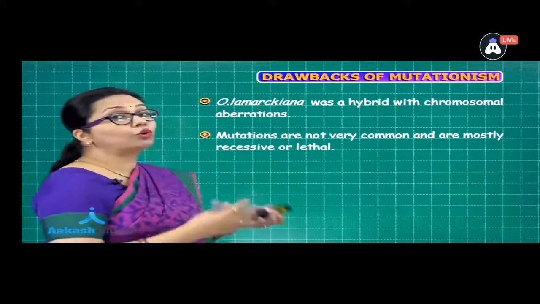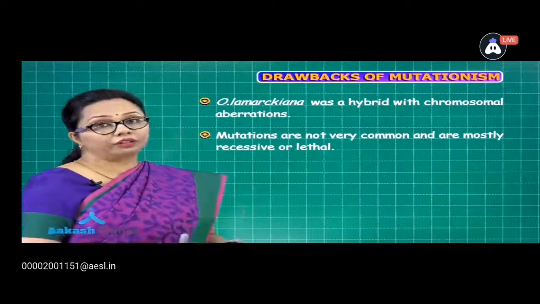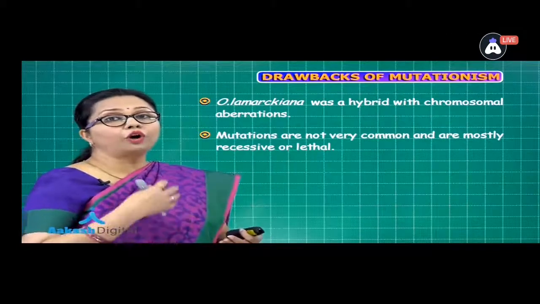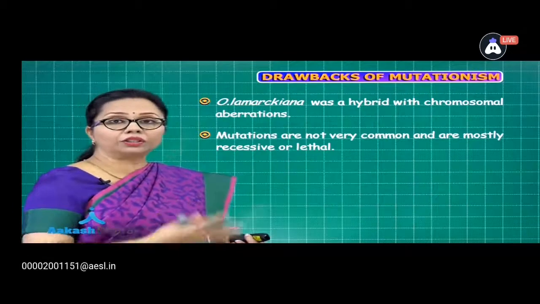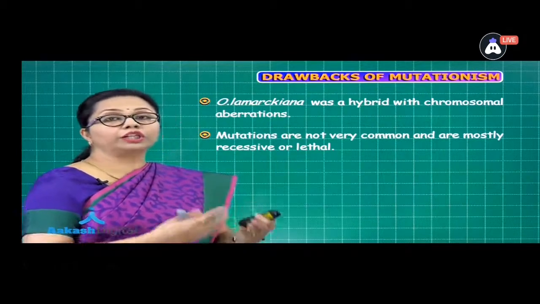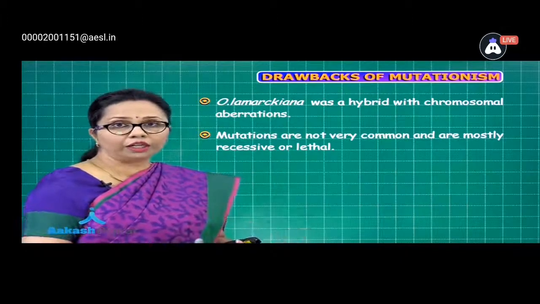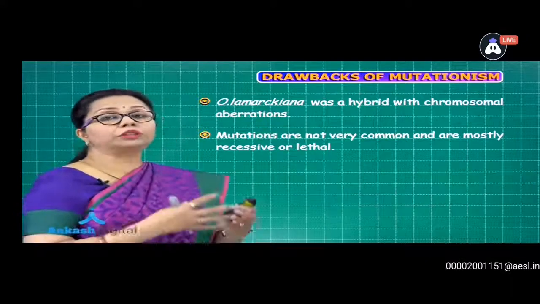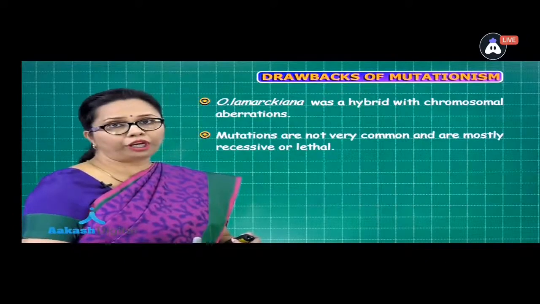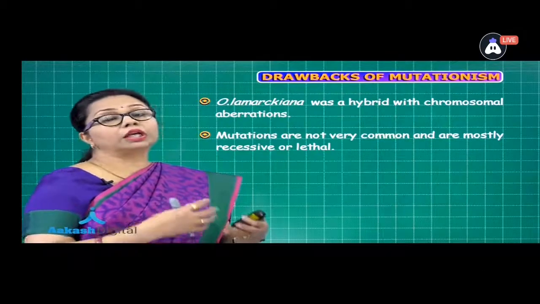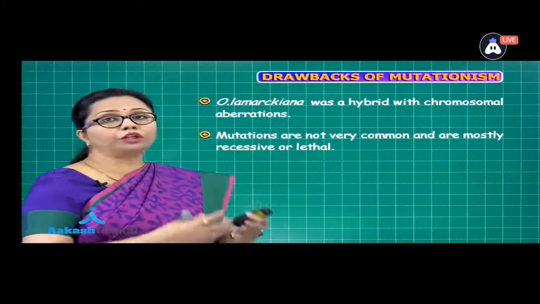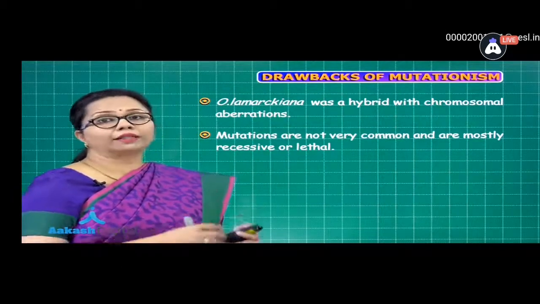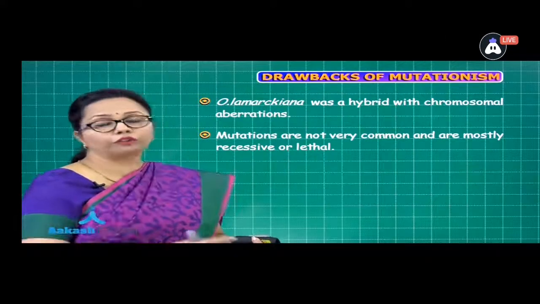Then, mutations are not as common as he was able to see with every generation. And mostly they are recessive. If the mutation is recessive, then it is not being expressed, and if it is not expressed, it is not exposed to the environmental conditions and will not have an effect on evolution. And many times, if it is a highly retrogressive mutation, it is lethal. That means that particular organism, either during embryonic development or in an early phase of development, would die. As a result, that mutation will be lost from the population.